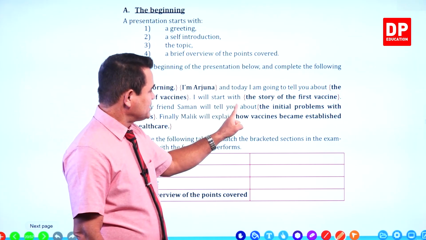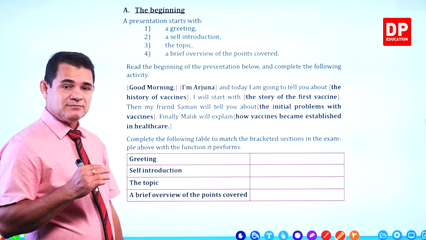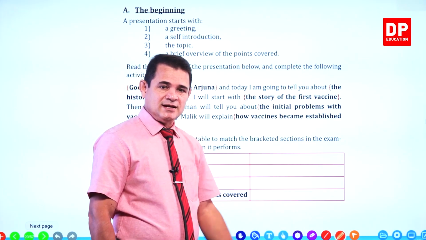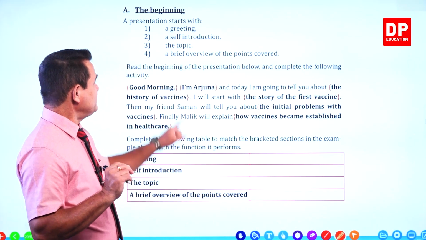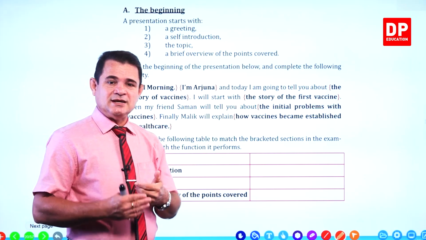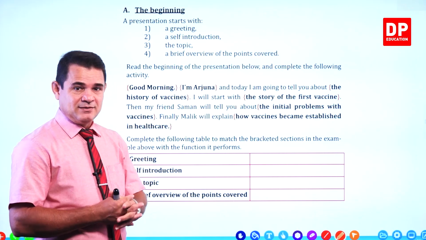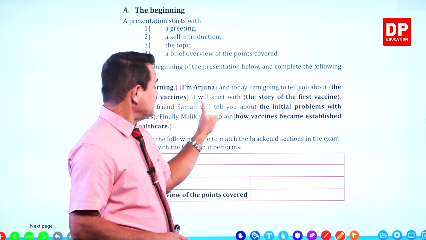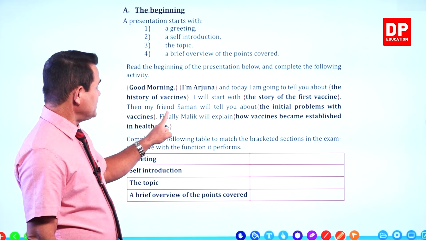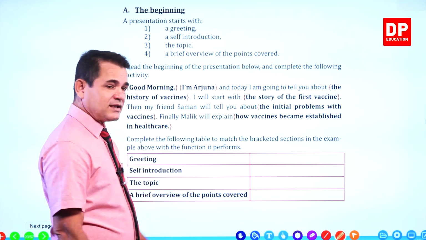I will start with the story of the first vaccine. Then a brief overview of the points covered. I will start with the story of the first vaccine. Then my friend, someone, will tell you about the initial problems with vaccines.